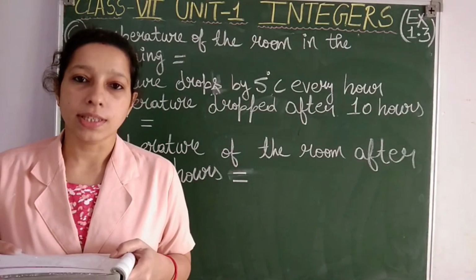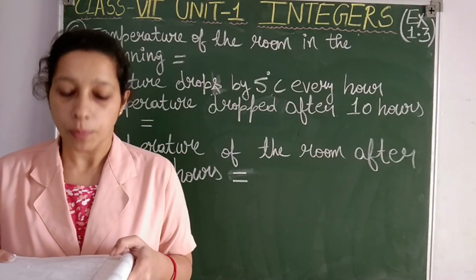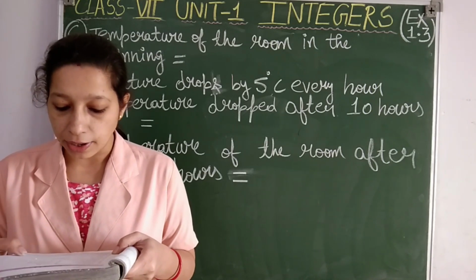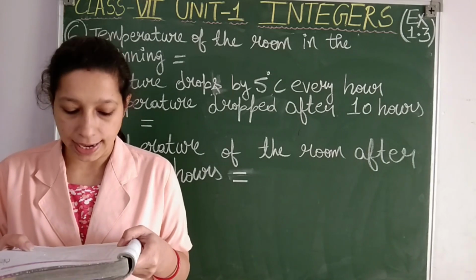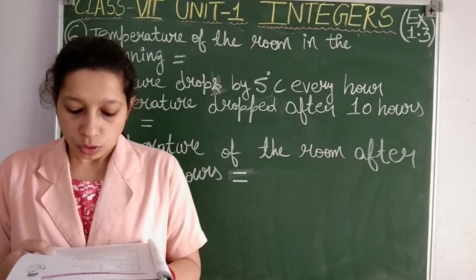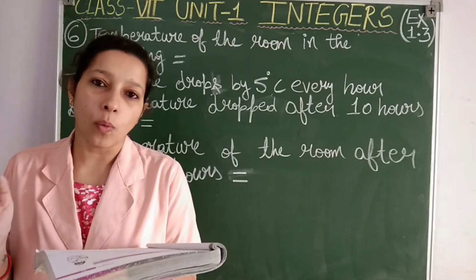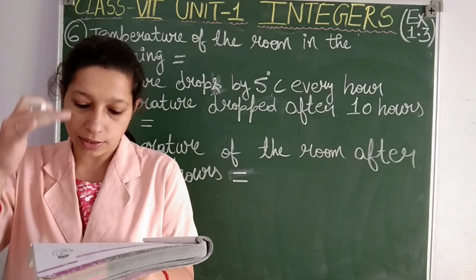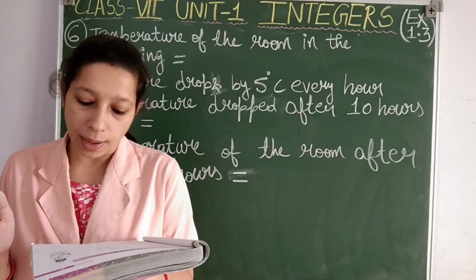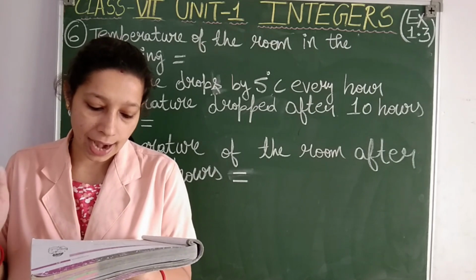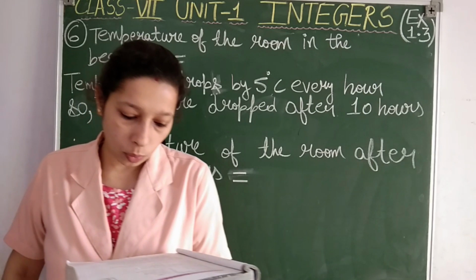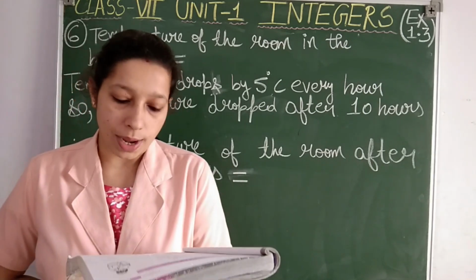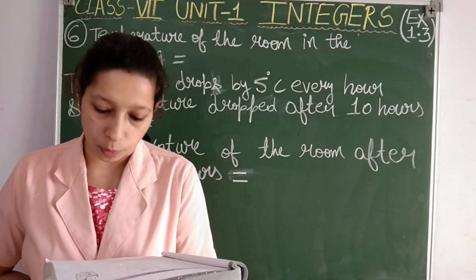So students, question 6. A certain freezing point process requires that room temperature be lowered from 40 degrees Celsius at the rate of 5 degrees Celsius every hour. So students, underline the word lowered. Lowered means it is dropping, it is reducing. At the beginning the temperature is 40 degrees Celsius and every hour it is decreasing by 5 degrees Celsius. Then what will be the room temperature 10 hours after the process begins?